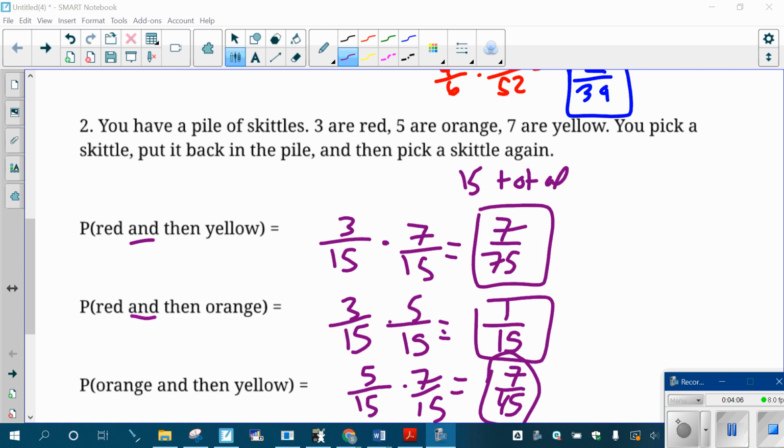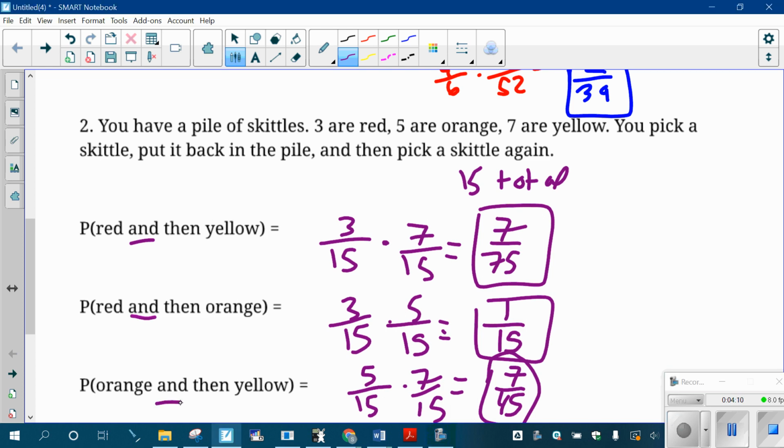Okay, nothing weird going on there. I hope that was pretty straightforward. I'm not even going to go over those. Just check to make sure you got those right. We're going to come back to this though, because there was a key phrase in here that made this work out nicely.